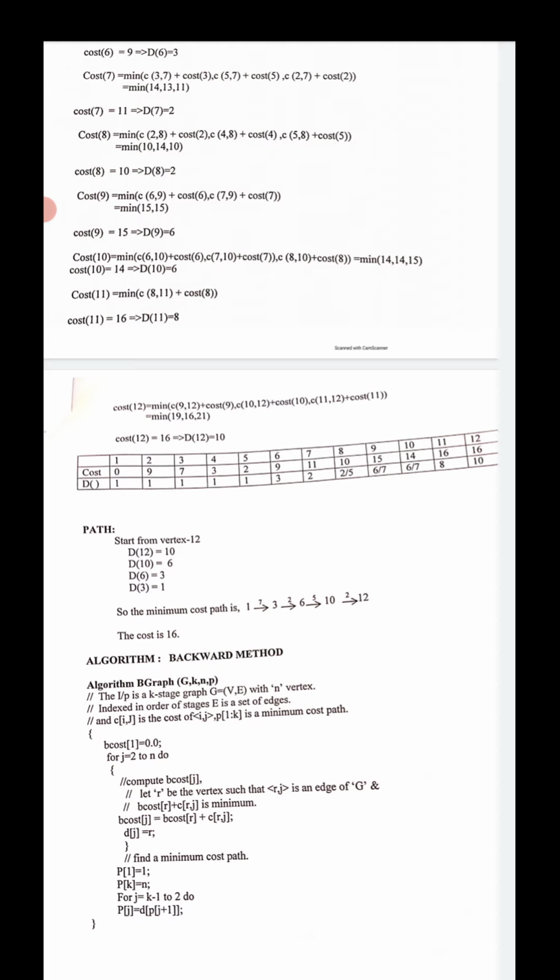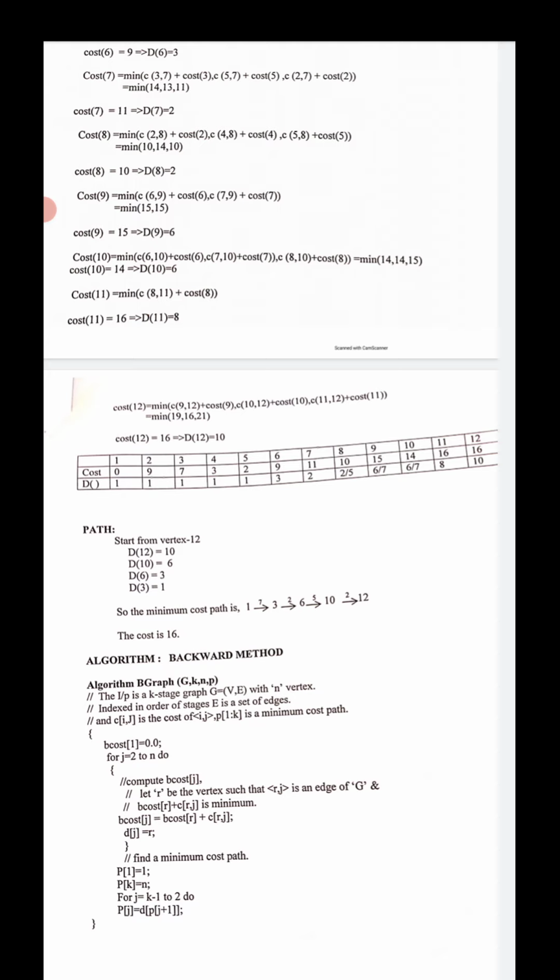Now we have to look at destination of 6. Destination of 6, how much? 3. Look at the box here, destination of 6 will be 3. Now we have to look at destination of 3. Destination of 3 will be, look at the box, 1. Okay, now the minimum cost path is 1 to 3, 3 to 6, 6 to 10, 10 to 12.